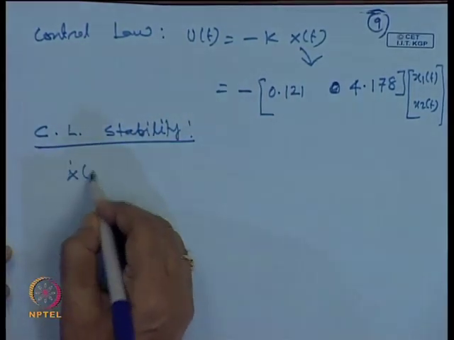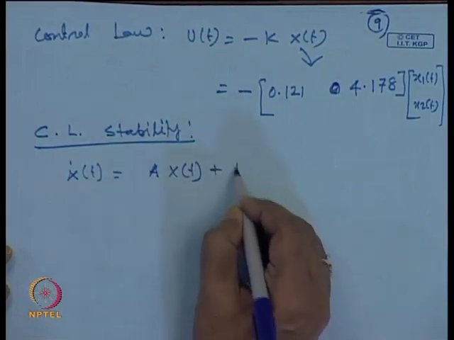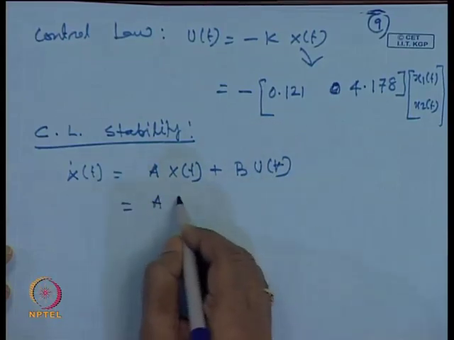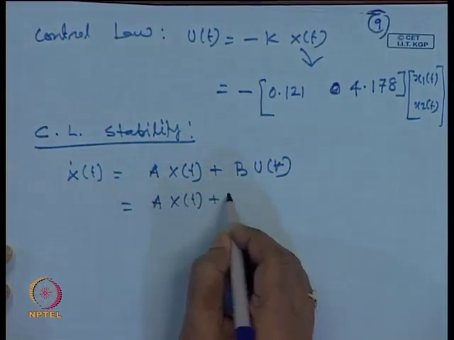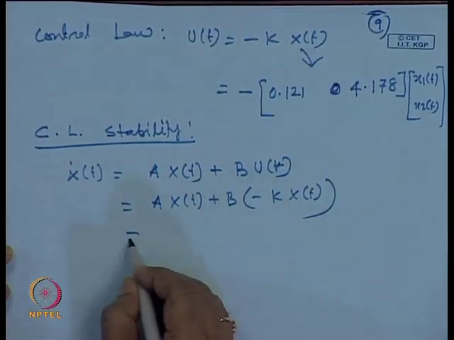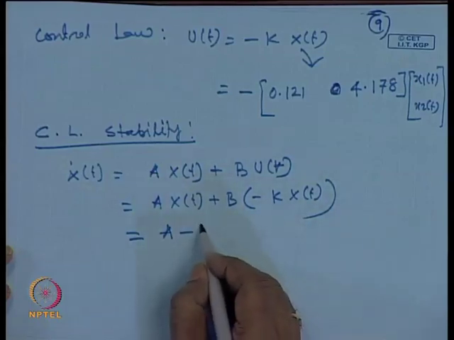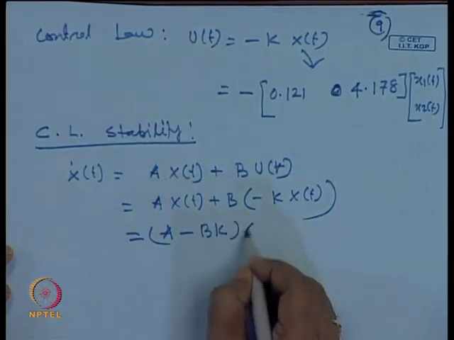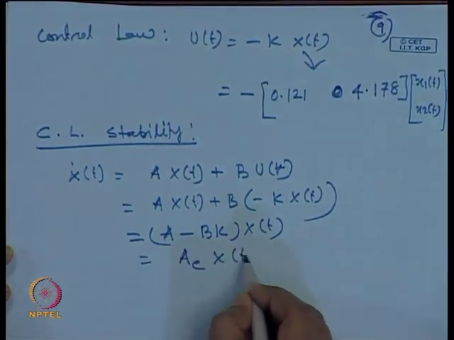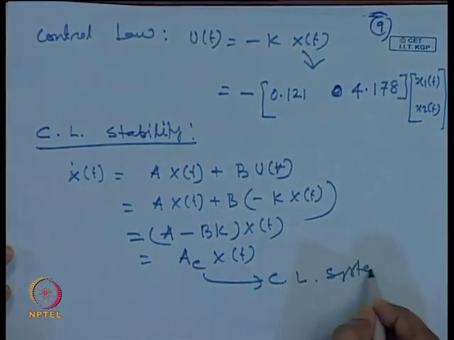So, our x dot is equal to A x of t plus B u of t, and if you put the value of u of t is equal to minus K x of t, the closed loop system will become, you take the x of t common, A minus B K times x of t, and this is nothing but A subscript c x of t, and this is our closed loop system matrix.